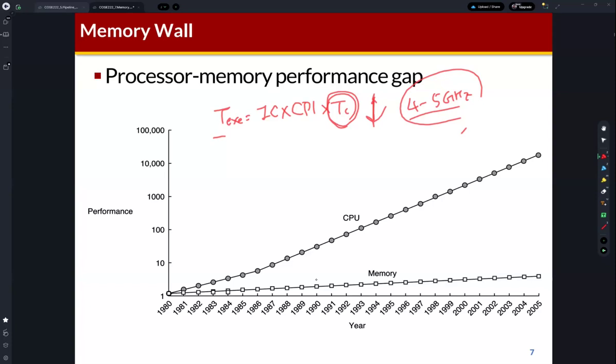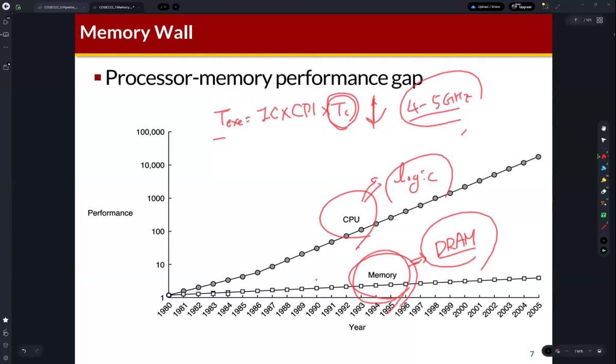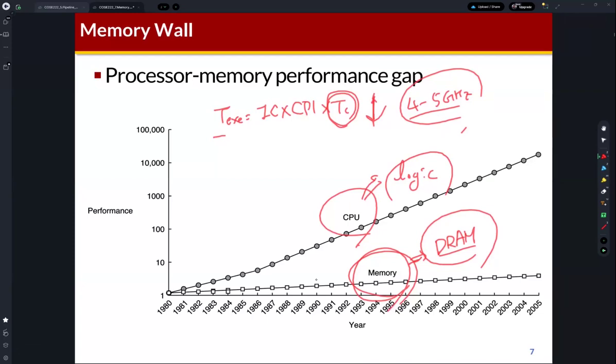But actually, the semiconductor manufacturing processes for the CPU and the semiconductor manufacturing processes for memory, especially DRAM, are different. For the CPU, we use the logic processes, and for DRAM, we use the DRAM processes, right? And it's totally different.